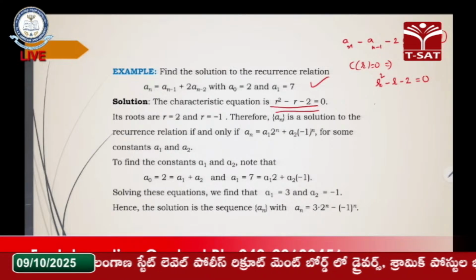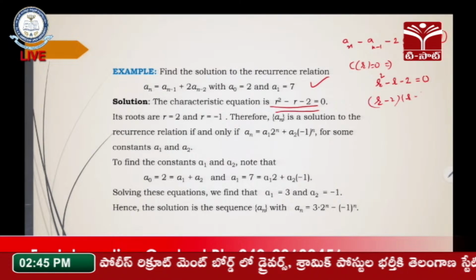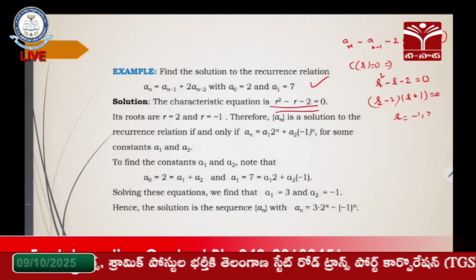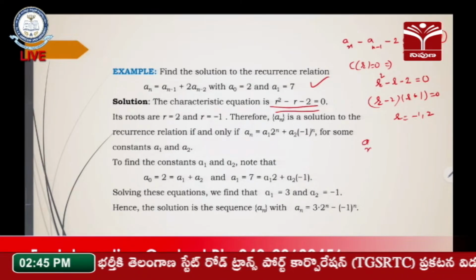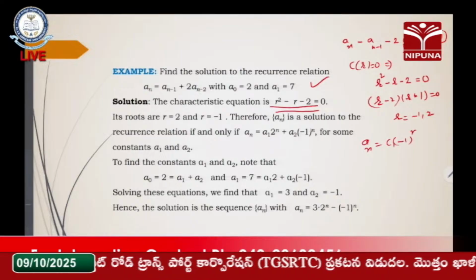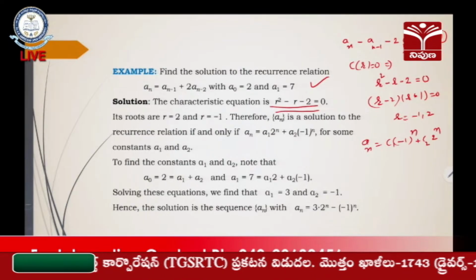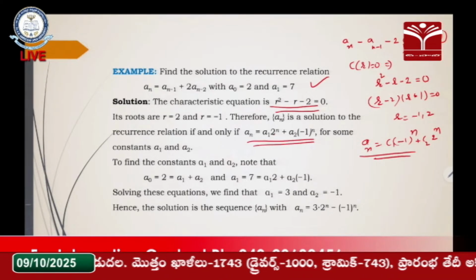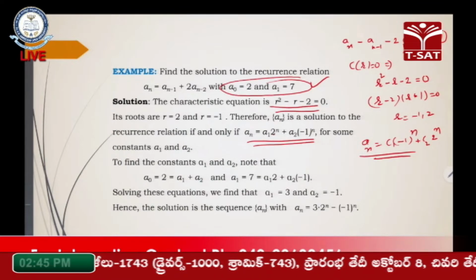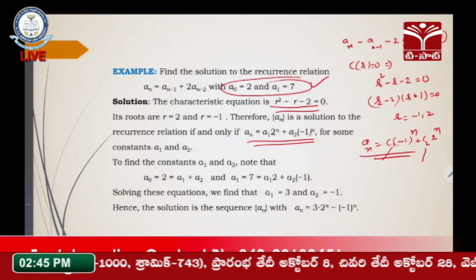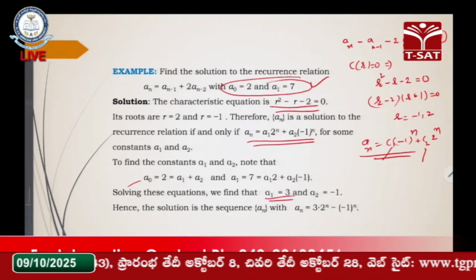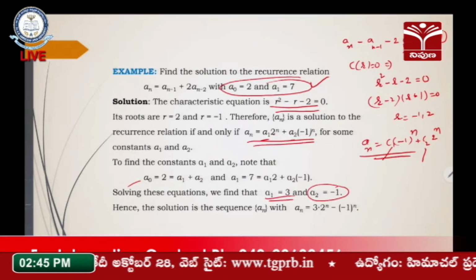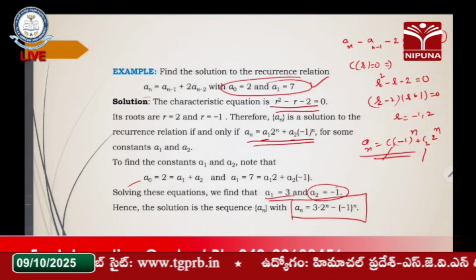And what are the roots? If I factor, r minus 2 into r plus 1 equal to 0. So the roots are minus 1 and 2. So obviously, what is the solution? C1 into alpha 1 power n plus C2 into alpha 2 power n; exactly this is the solution. One can interchange these also, it does not matter. Two conditions are given to evaluate the constants C1 and C2. Substituting those two conditions, I get the values of A1 and A2, and this is my final solution of this recurrence relation.